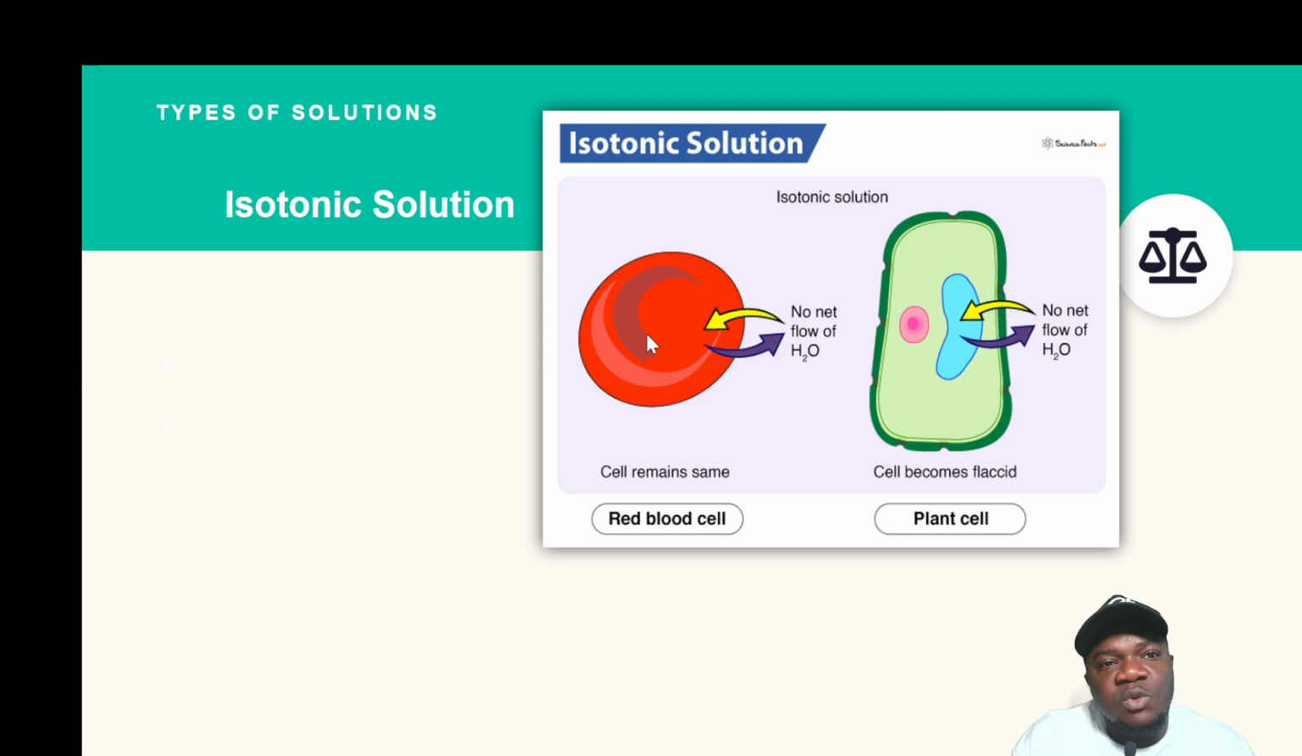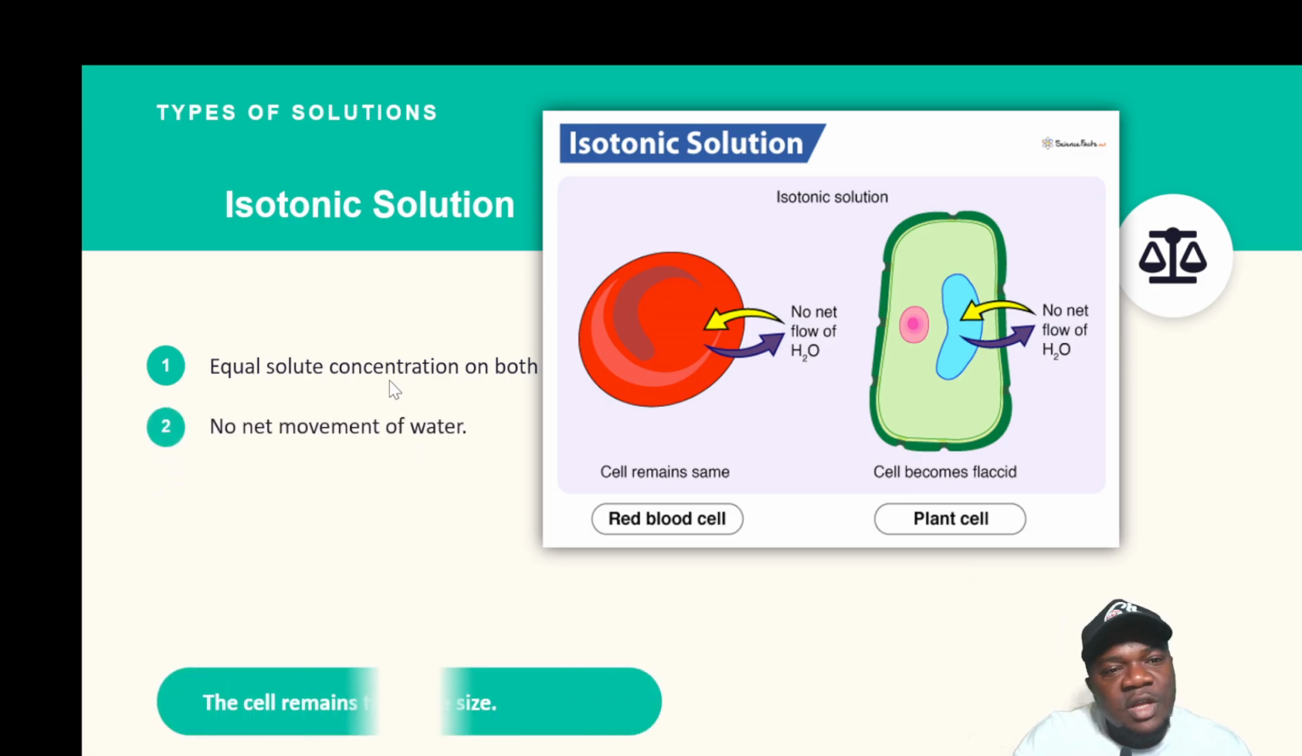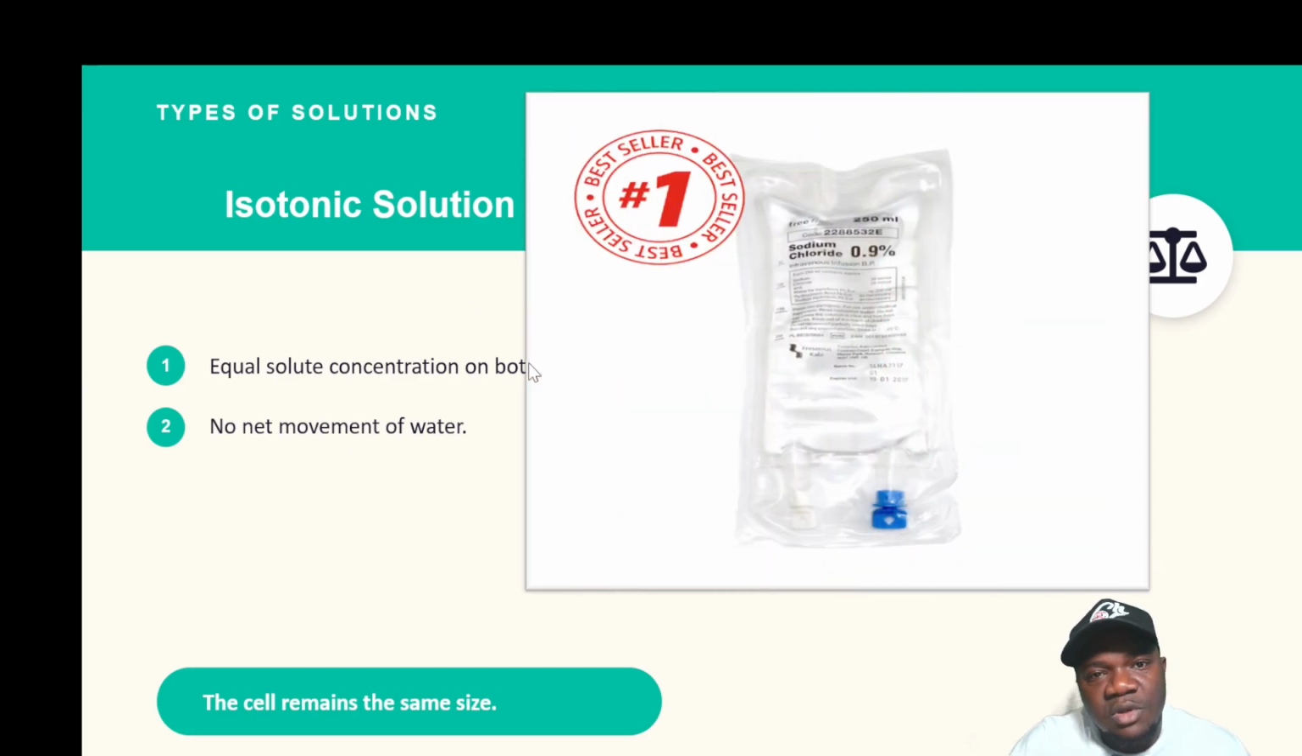The third one is isotonic. Isotonic is a moderate amount between the high solute solution and the low solute solution. You have equal solute concentration on both sides, and there is no net movement of water. The cell remains the same size, no changes, nothing happens. A good example is 0.9% sodium chloride. This means the amount of salt in the water is minimal, so the solution is moderate. There's no chance of the cell bursting because of turgidity, or the cell becoming flattened because water leaves the cell. It just stays normal.